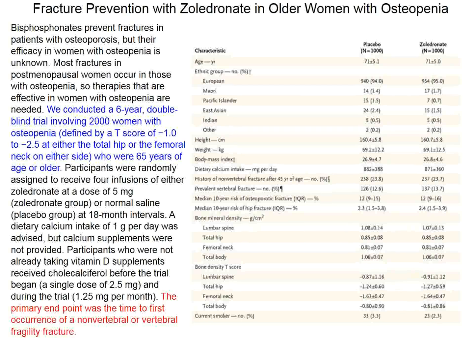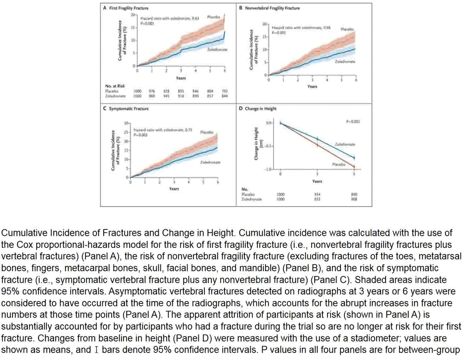They were 65 years or older. Various ethnic subgroups are represented here. Body mass index looks pretty normal. Calcium intake, average. Various other characteristics are shown here, and their T-scores are given. Dramatic effects. Look at this. They even shrunk less in the zoledronate group compared to placebo.